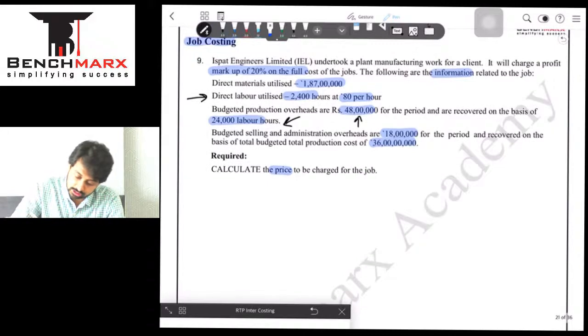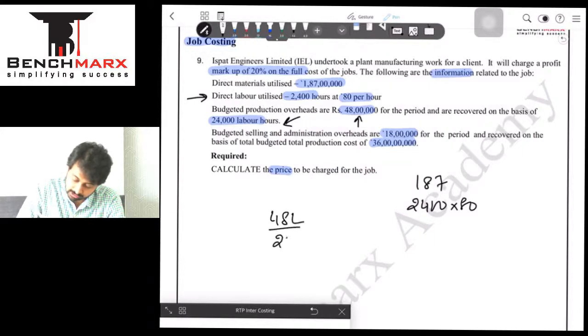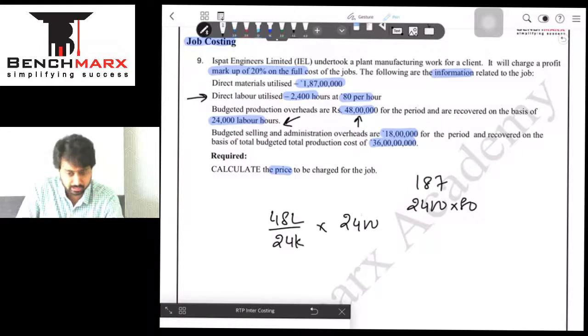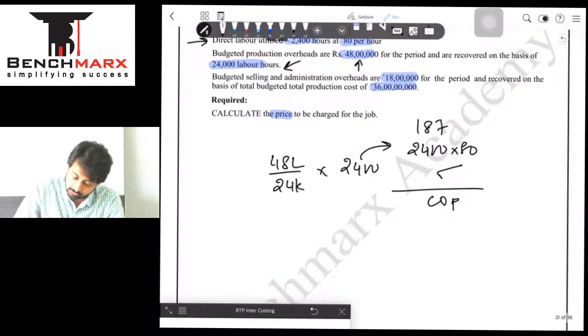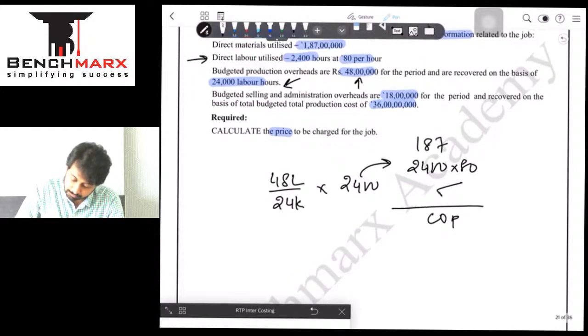What we have to do is simply start from 187, then you add 2400 into 80, then you do 48 lakh of absorption upon 24,000 hours and the same into 2,400 hours, which are the hours for this labor. I'll get the absorbed content. What I will get is the COP. After COP, I will add 50% of COP as the admin content.